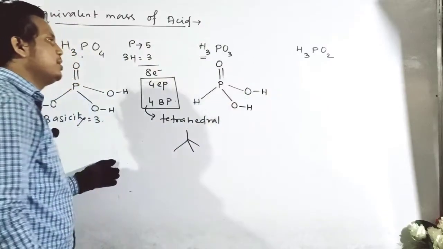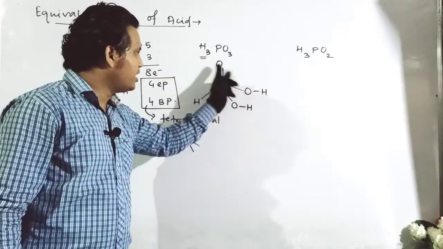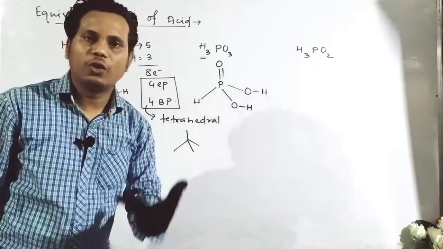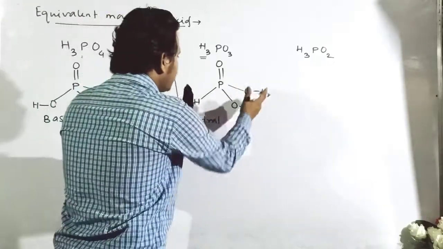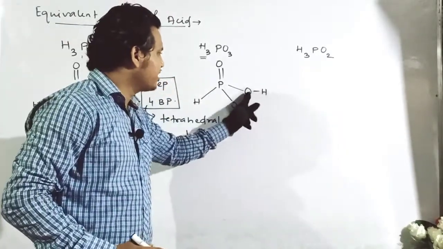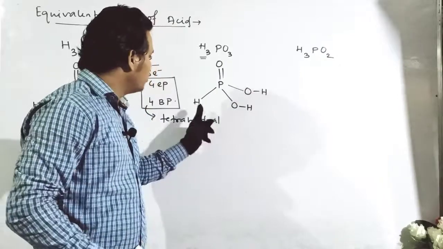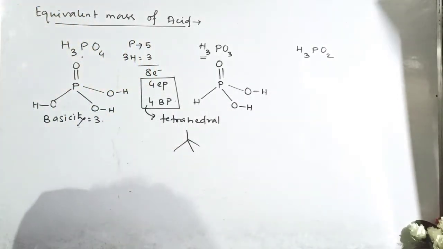So oxygen makes a double bond here. How many hydrogen can this acid lose? See, there are 3 hydrogen, but 2 hydrogen are connected with oxygen. 1 hydrogen is connected with phosphorus. Okay.